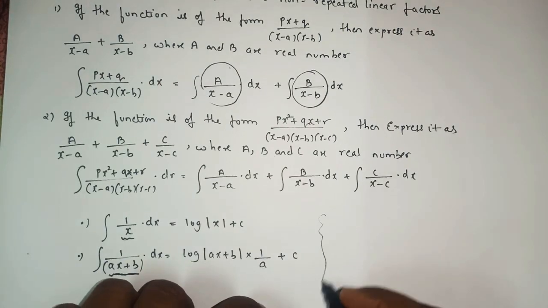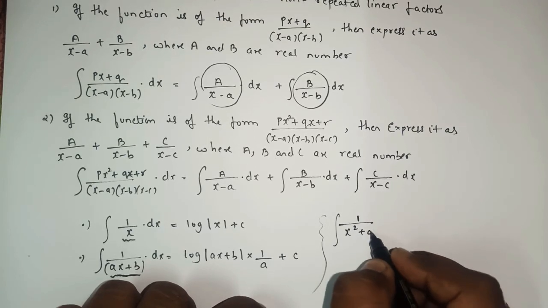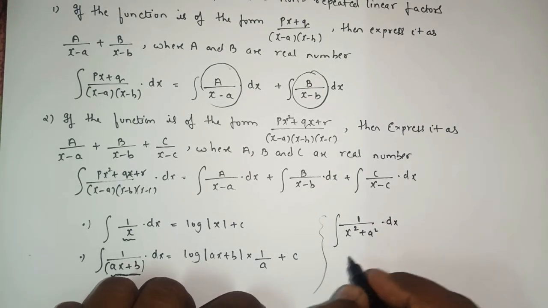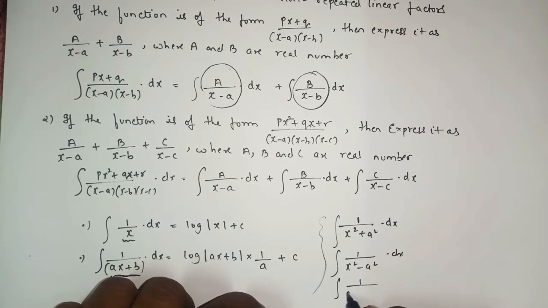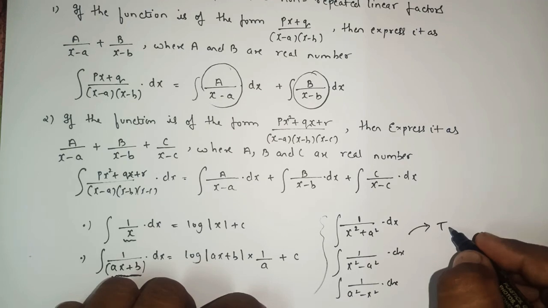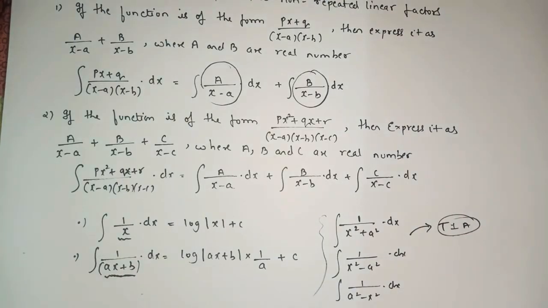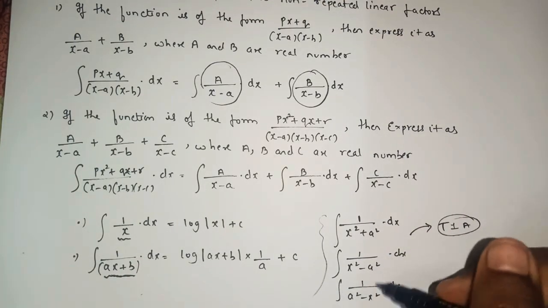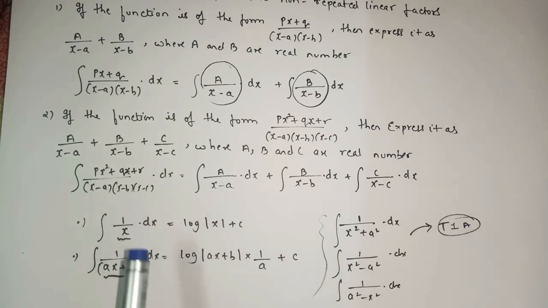Sometimes you will come across this formula also, 1 upon x square plus a square, 1 upon x square minus a square, or 1 upon a square minus x square. That means the type number 1a formula. I hope you all know the integration of 1 upon x square plus a square, 1 upon x square minus a square, and 1 upon a square minus x square. Okay, but basically the majority of the sums will be solved by using this integral formula, that is integration of 1 upon x equals log mod of x plus c.